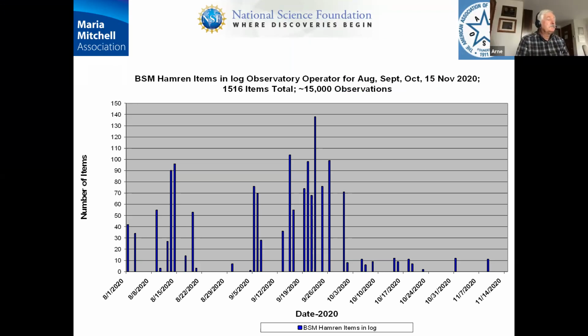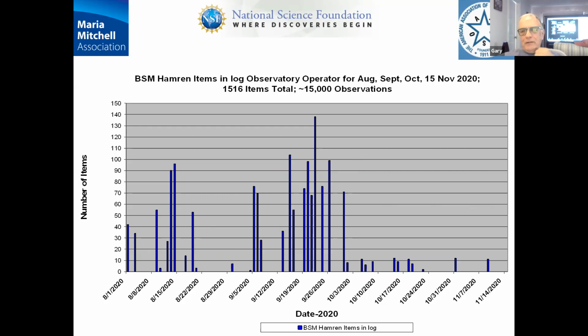So what happens after Bright Star Monitor? This is supplemental to what George said. I took a look at how many different projects were observed by Hamrin. We had about 15,000 observations, roughly 1,500 items from August 1st until last night or this morning. And so I think the thing is pretty well debugged.